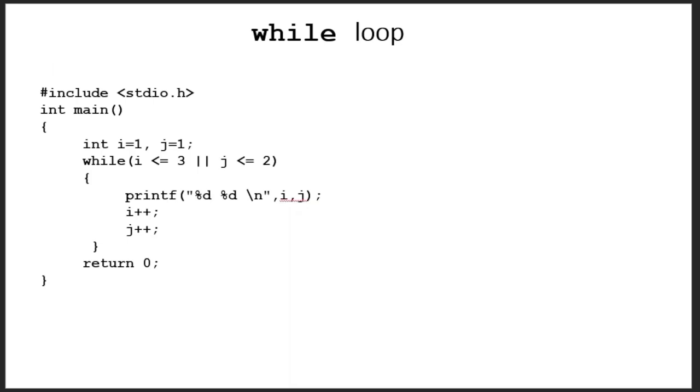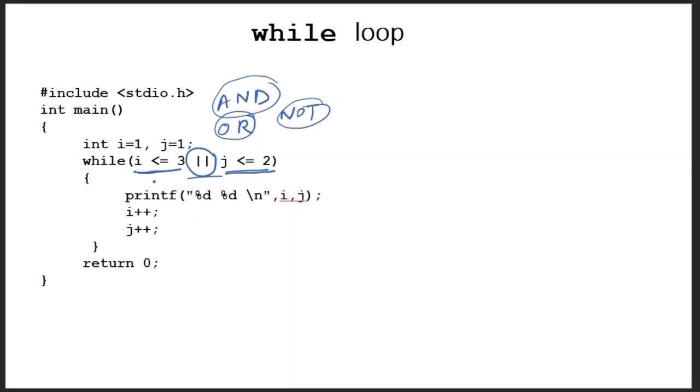Next, we can see here one more small thing in the while loop, that the test expression can contain two expressions. We can join them with OR, this is the OR symbol. We can also join them with the AND symbol and a NOT symbol. So we can join more than one test expression using any of these operators. So this is one such example in the while loop.